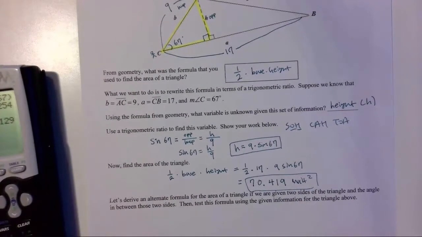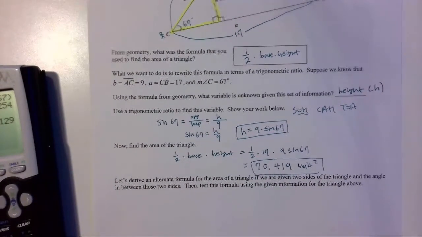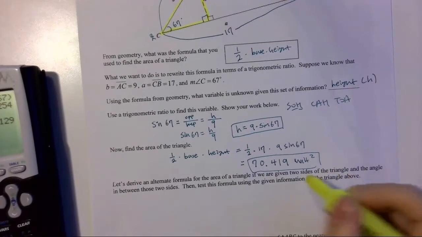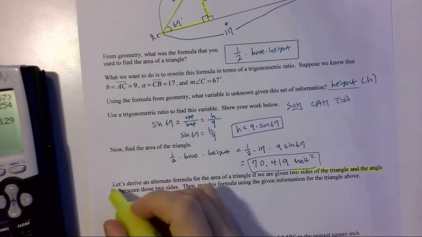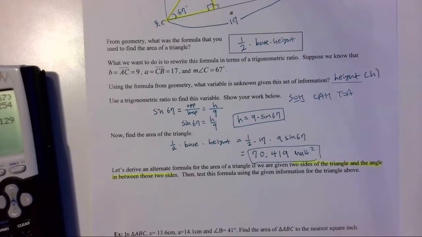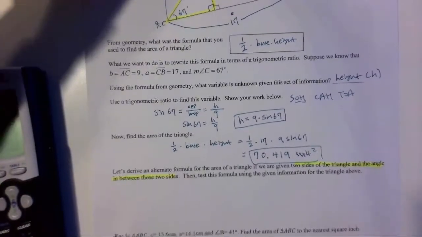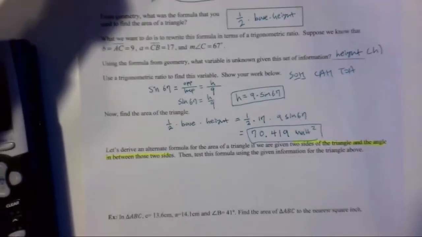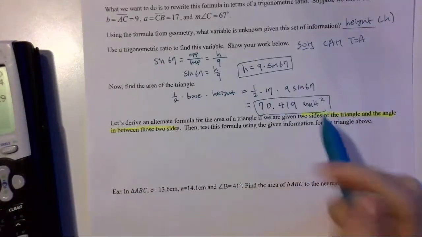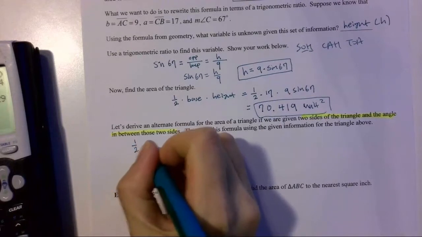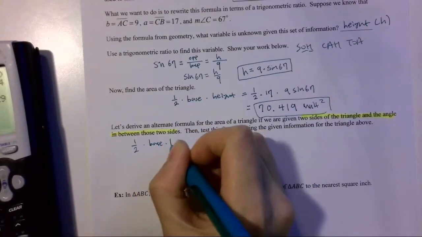So now what we're going to do here is derive an area of the triangle if we are given 2 sides of the triangle and the angle in between those 2 sides. Alright, let's go. So, area of the triangle is half times base times height.